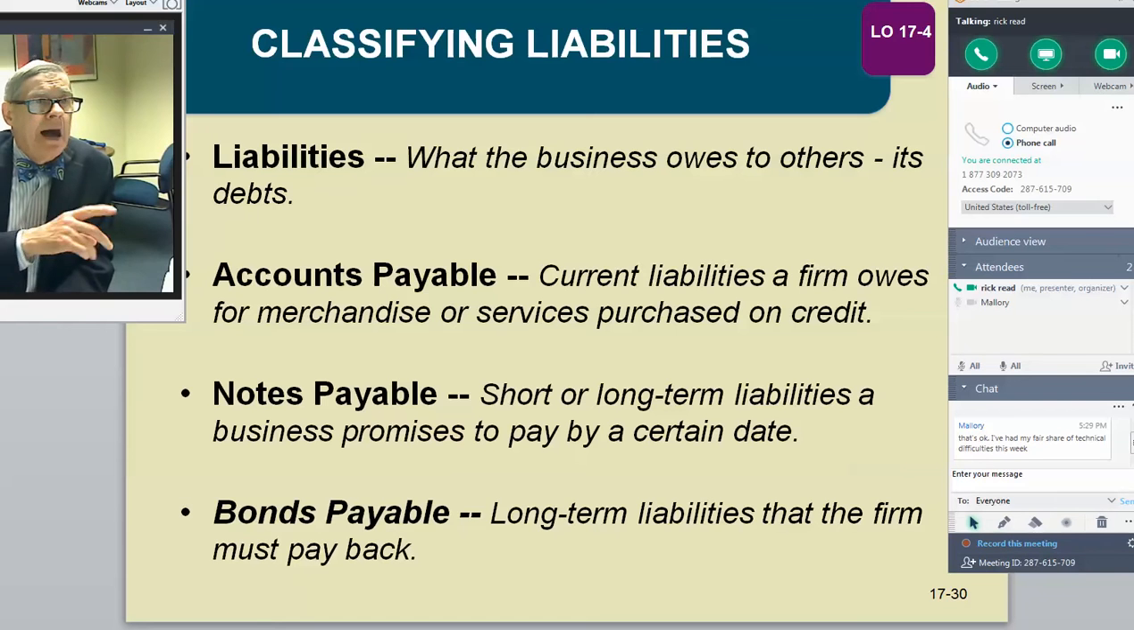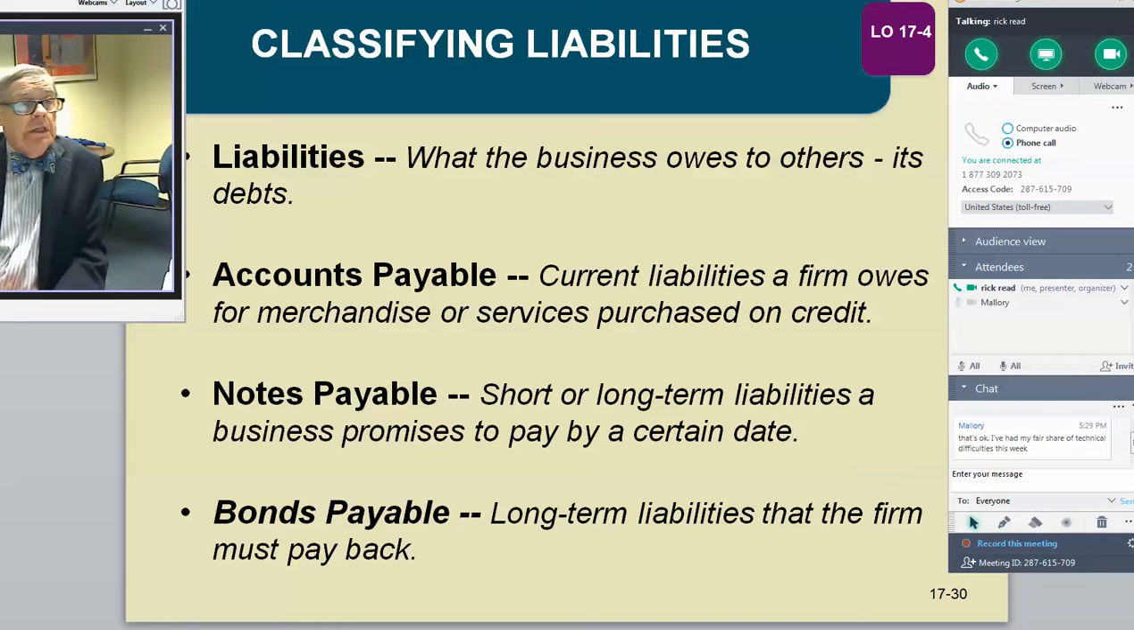Bonds, remember, we haven't talked about that yet. Bonds are long-term liabilities that the firm has a contractual obligation to pay back at a specific time, plus the interest that accrues on the bond. And we'll talk about those when we get to Chapter 19 in greater detail.